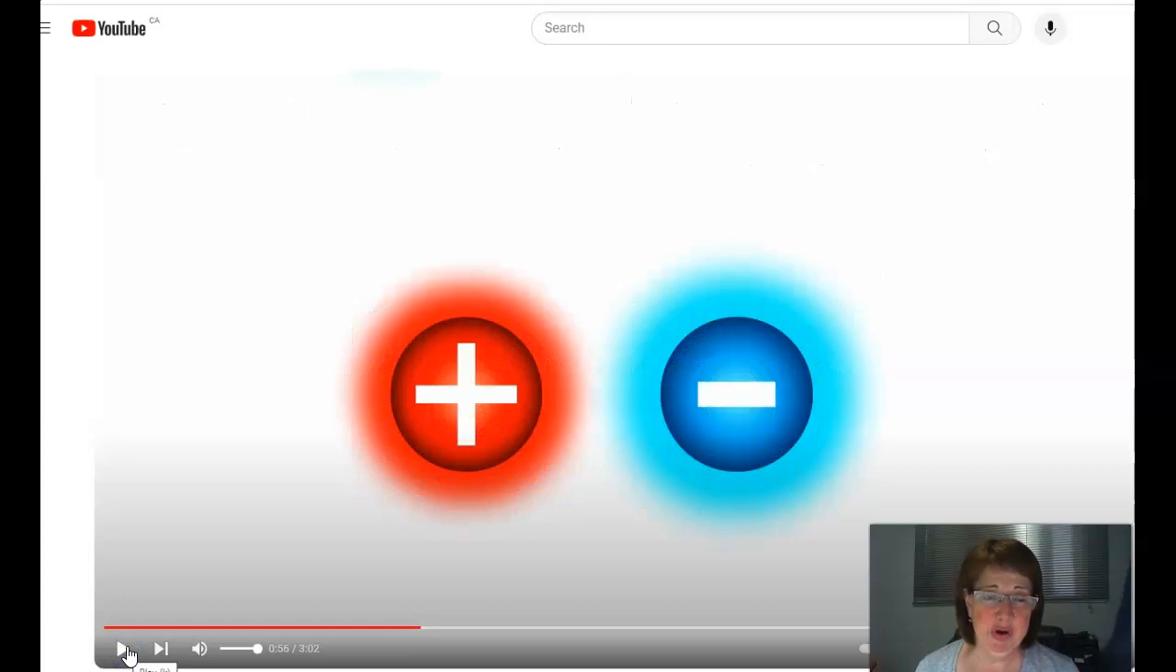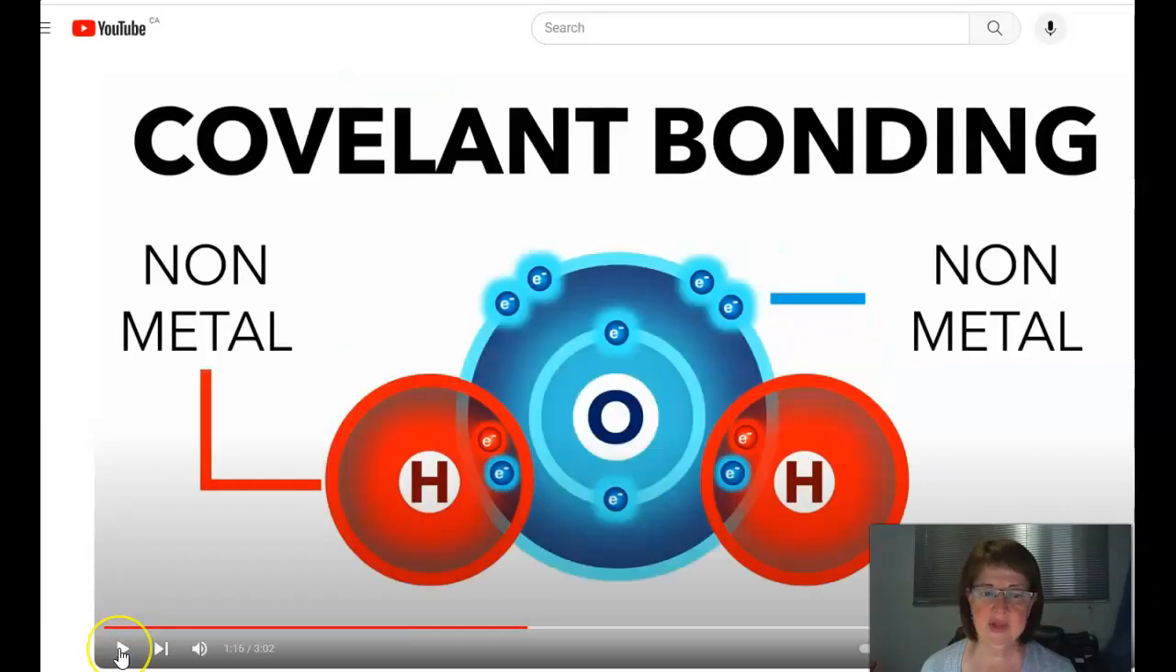Okay, ionic bonds occur when there are positive ions, called cations, and negative ions, called anions, and the opposite charges attract, and they are held together by this opposite charge. However, it can be broken up easily enough. That is ionic bonds. Now let's look at covalent bonds.